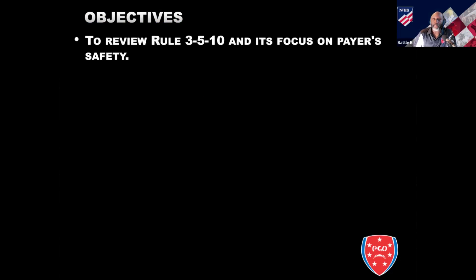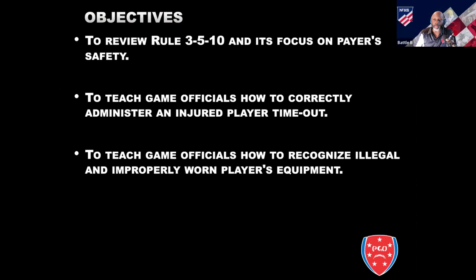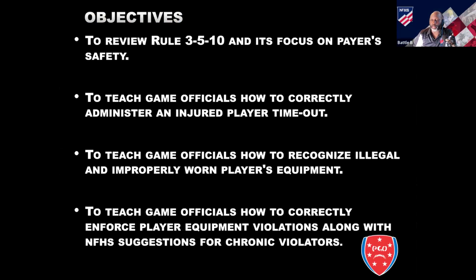All right, let's go over our objectives. We have four objectives today instead of three, so that's going to be the extended time. To review Rule 3-5-10 and its focus on player safety. To teach game officials how to correctly administer an injured player timeout. To teach game officials how to recognize illegal and improperly worn player equipment. And to teach game officials how to correctly enforce player equipment violations, along with the NFHS suggestions for chronic violators.